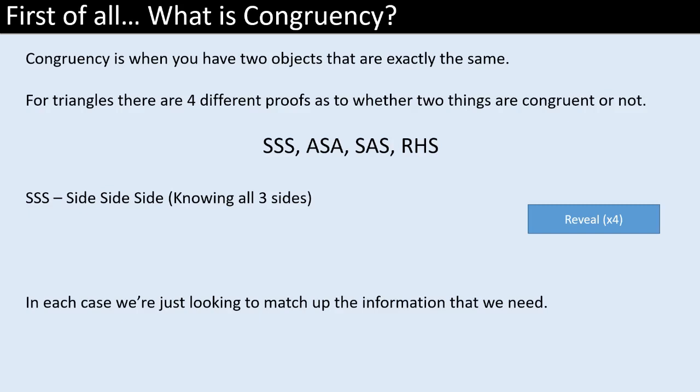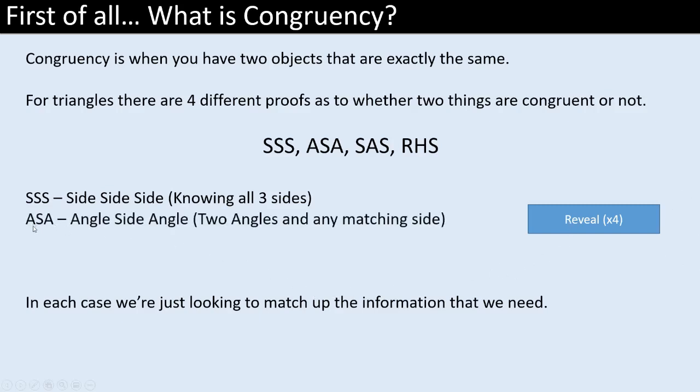The next one, angle, side, angle. This one kind of gets lost a little bit in translation. You don't have to have an angle, then a side, and then an angle. You could have 2 angles and any matching side. That's one important detail which I think was skipped over a little bit first time round. You can have any 2 angles, but then you must have a matching side as well.